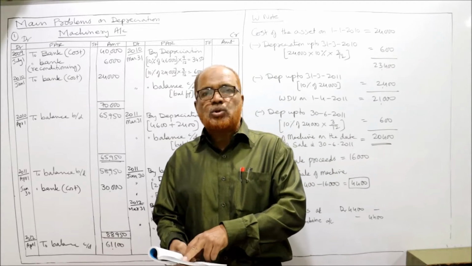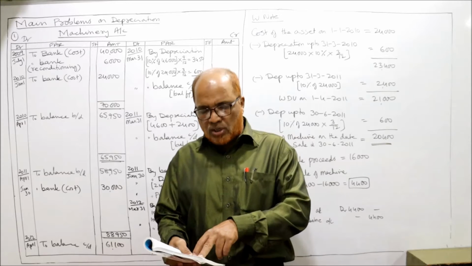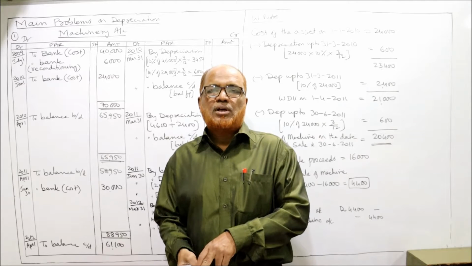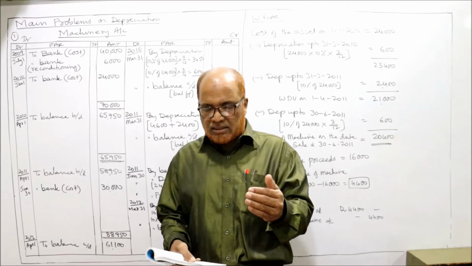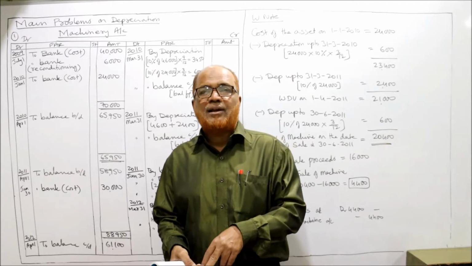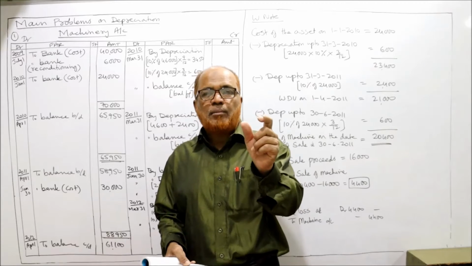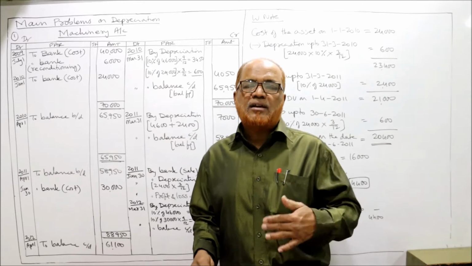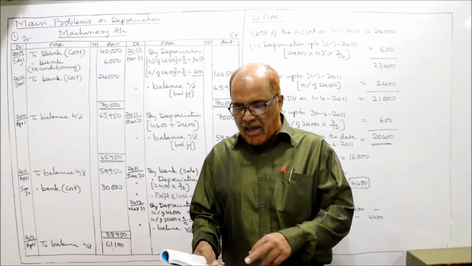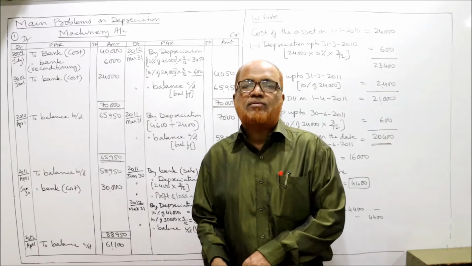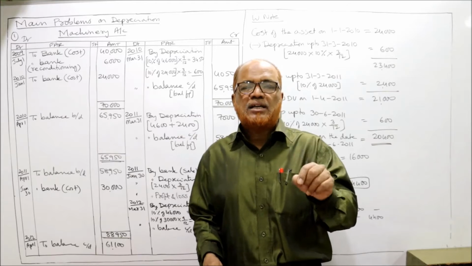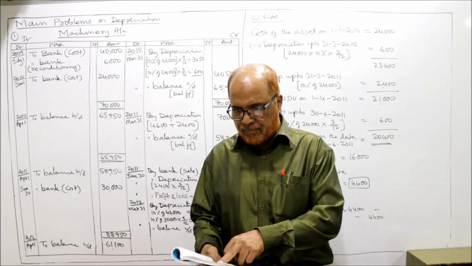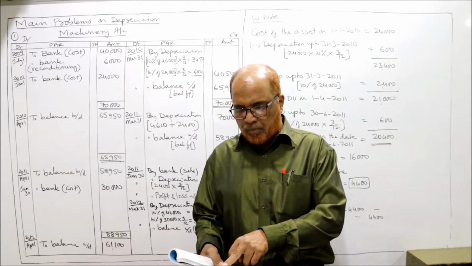On June 30th, 2011, the machine purchased on January 1st, 2010 was sold for 16,000. So the second machine, which was purchased on 1st January 2010 for 24,000, was sold on 30th June 2011, and it is sold for 16,000 rupees. And another machine was installed at a cost of 30,000. On the same date, 30th June 2011, one more machine was purchased for rupees 30,000.